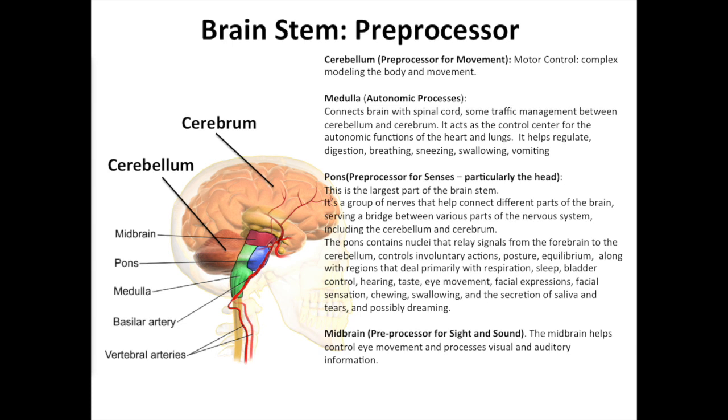The midbrain helps control eye movement and processes visual and auditory information, and we're going to see that vision is extremely complex and is spread across multiple areas of the brain, not only this area here, but also the back of the brain, the visual cortex, the visual association area, and even eye movement that allows tracking is done in the very front of the brain.